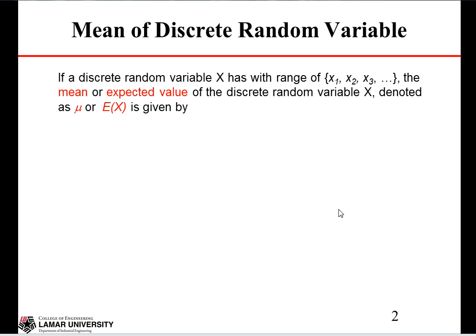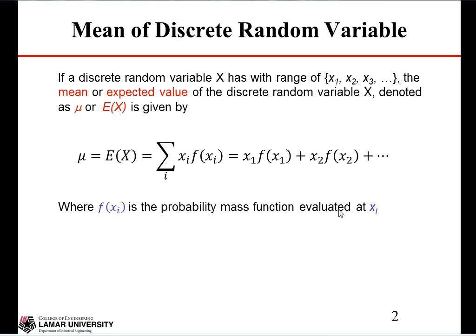If a discrete random variable x has a range of x1, x2, x3 all the way to xn, the mean or expected value of the discrete random variable x, denoted as mu or E of x, is given by the following equation. Here, xi represents the individual numbers in the range, and f(xi) is the probability mass function evaluated at xi.